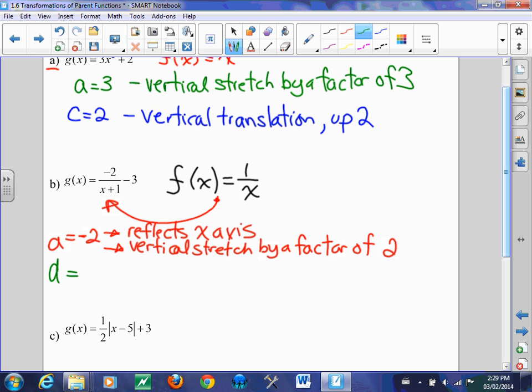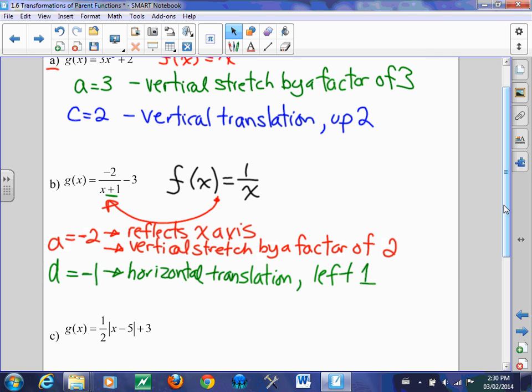Now remember, D, ladies and gentlemen, is right beside X. Normally it's X minus D. Well, how did we get a plus sign here? That means that the D must have had to be negative. So D is -1 because a negative times a negative gives you the positive. So we have here a horizontal translation. And what does that mean we're doing? We're going left 1 because it's negative.